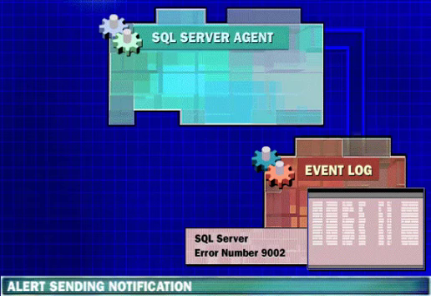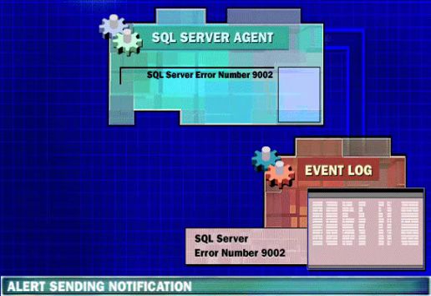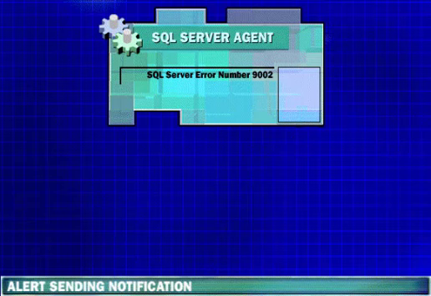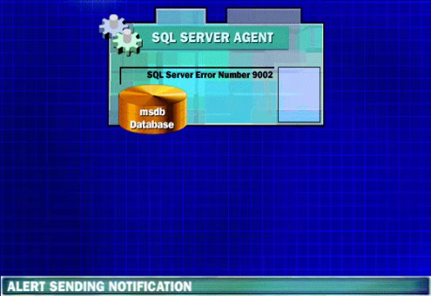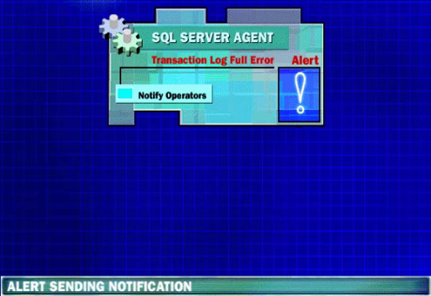SQL Server Agent receives the log full error, SQL Server error number 9002, from the event log, and then checks the MSDB database to determine whether an alert has been defined for it. SQL Server Agent determines that an alert, transaction log full error, has been defined for this event. SQL Server Agent then notifies an operator by sending an email or pager message.